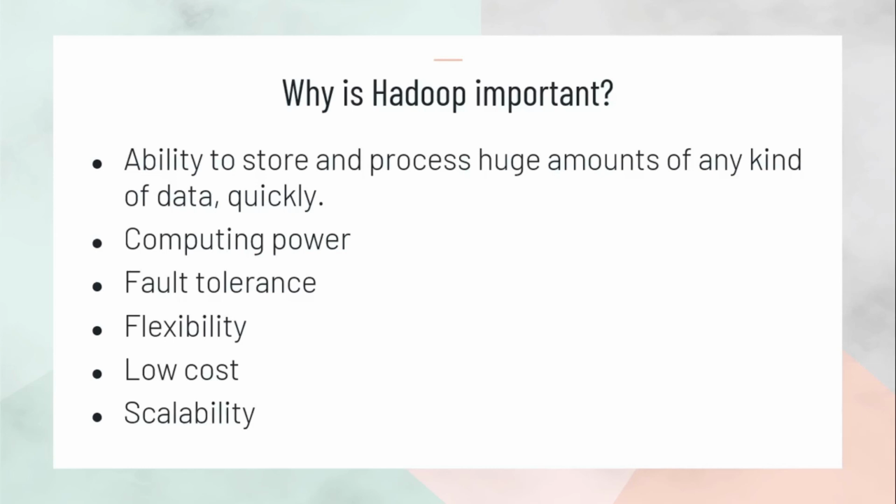Fourth, flexibility. Unlike traditional relational databases, you don't have to pre-process data before storing it. You can store as much data as you want and decide how to use it later. That includes unstructured data like text, images, and videos. Fifth, low cost. The open source framework is free and uses commodity hardware to store large quantities of data. Sixth, scalability. You can easily grow your system to handle more data simply by adding nodes. Little administration is required.